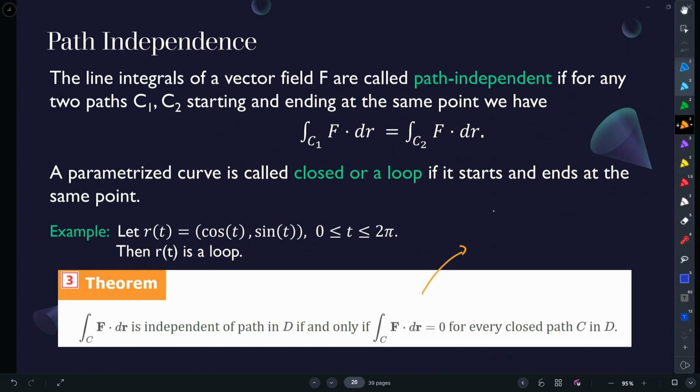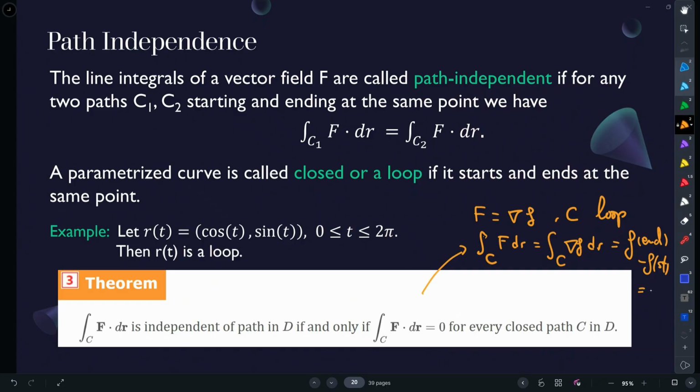Okay? So for example, if F is a gradient, and C is a loop, the integral over C of this will be f of the end minus f of the start, which has to be 0 because they end and start at the same place when you have a loop. This is an example.